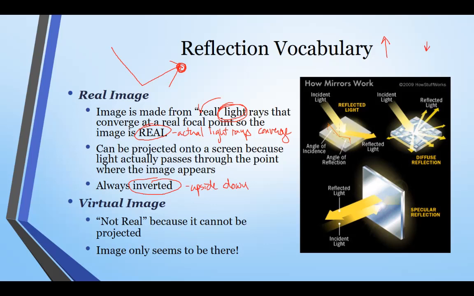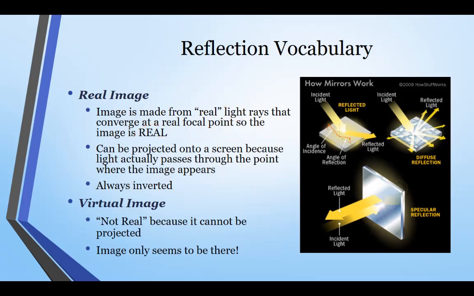This is compared to, say, a virtual image. This cannot be projected, and the reason for this is that the light rays do not converge. And that's why they can't produce an image on a projecting screen. So we have to keep these in mind as we go through here as we start looking at how the light rays move, where they land.